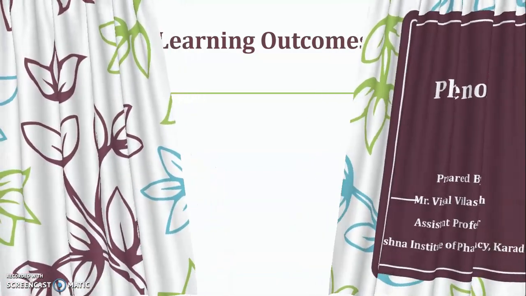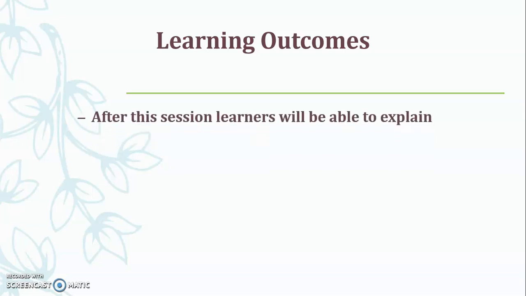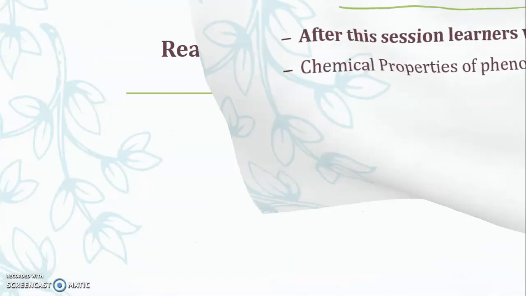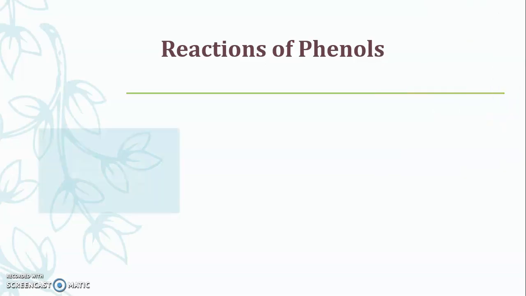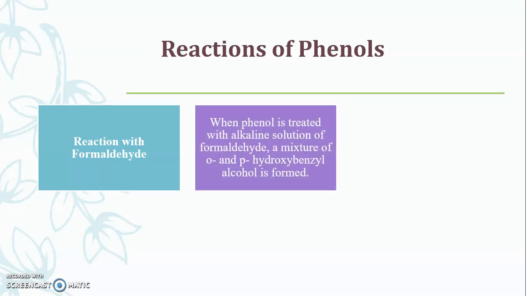Before proceeding with our session, first let's go through the learning outcomes. After this session, learners will be able to explain chemical properties of the phenol as well as the uses of the phenol. Now, the first chemical property that we are going to discuss today is the reaction with formaldehyde. Formaldehyde is HCHO. When phenol is treated with an alkaline solution of formaldehyde, a mixture of ortho and para hydroxybenzyl alcohol is formed.